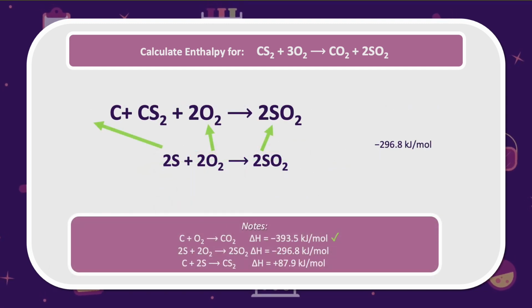This second equation is multiplied by a factor of 2. The new value of the heat of reaction after the multiplication by a factor of 2 will equal negative 593.6 kilojoules per mole.